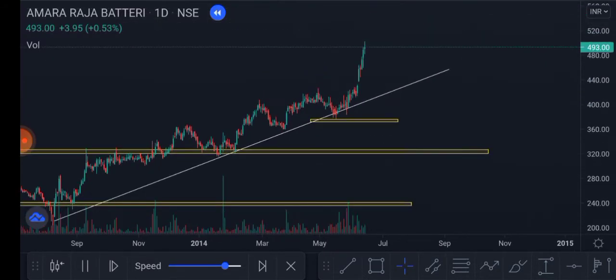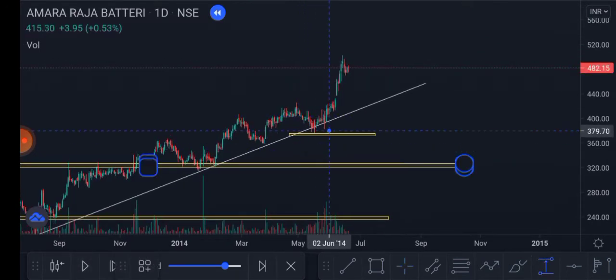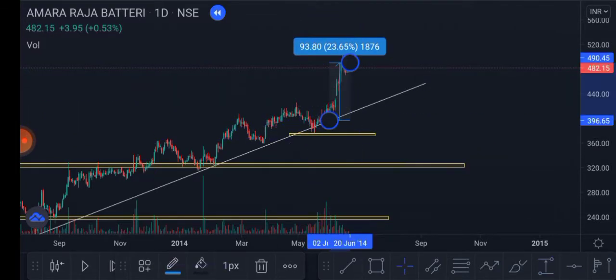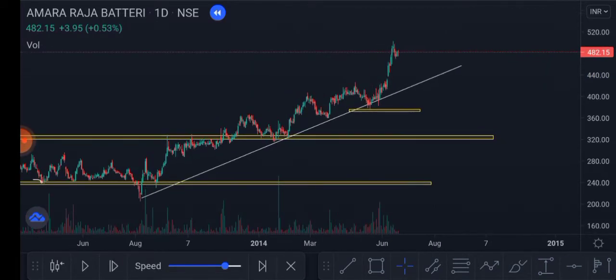Yeah, we are in huge profit now. See here, we took a trade here, right, keeping this low as stop loss. What is the percentage return we got in a few days? Almost 23%. And again, we'll draw resistance.